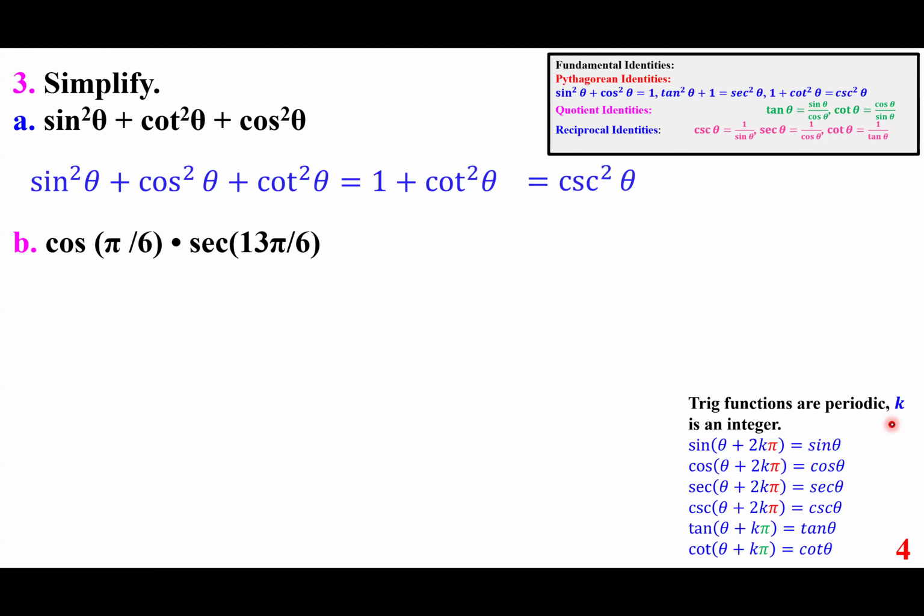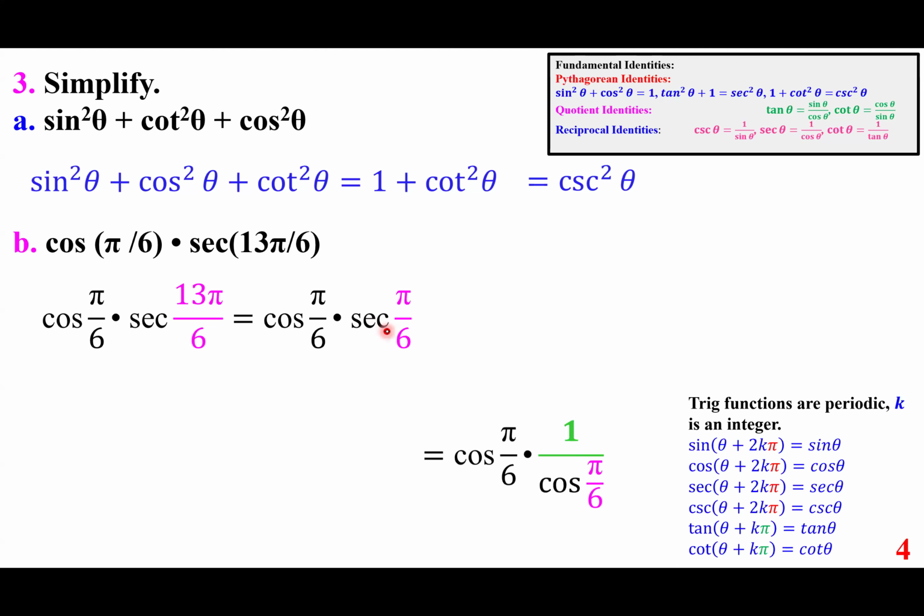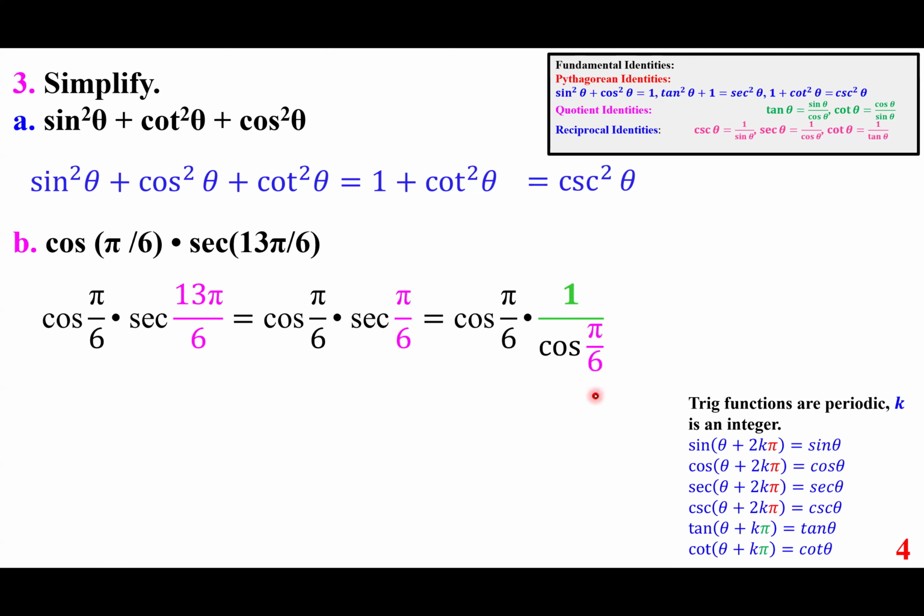So this one is larger than 2 pi because it's 12 pi over 6 plus pi over 6. And again, 12 pi over 6 equals 2 pi. So you subtract 2 pi in essence. Now, secant is 1 over cosine, so these two cancel each other. The answer is 1.